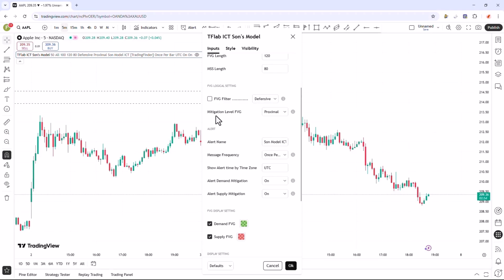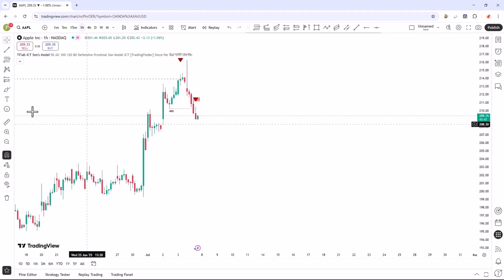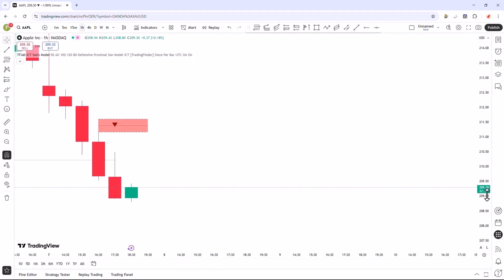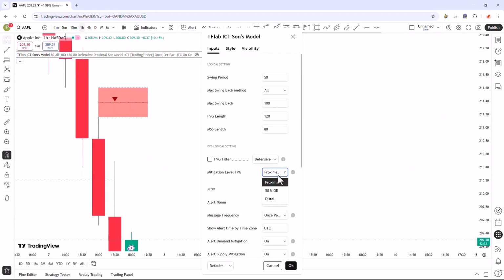In the next section, there is the FBG Mitigation Level option, which also includes 3 modes: proximal, 50% OB, and distal. If we select the proximal mode, it considers the closest level of the FBG zone to the price, and once the price reaches this level, it marks the FBG zone as consumed.